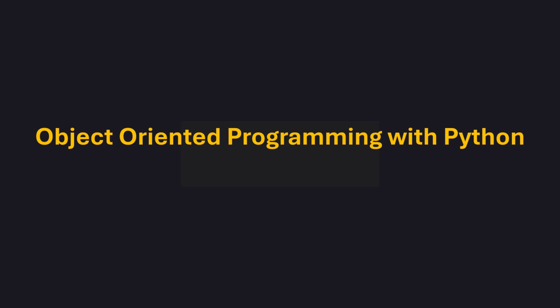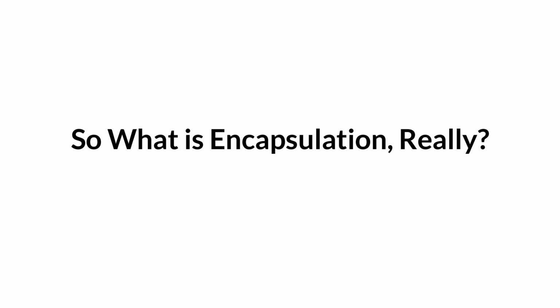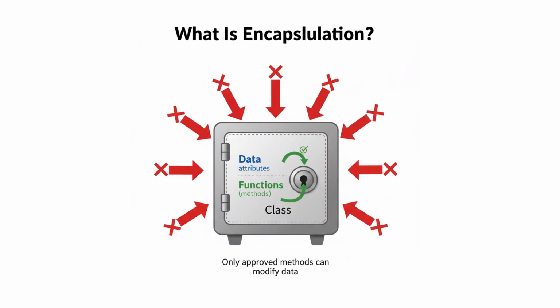So this is day 3 of our object-oriented programming in Python series, and today we are diving into one of the most important ideas of object-oriented programming, which is encapsulation and the property decorator. Alright, let's make encapsulation simple. Think of a class like a safe box. Inside this box, you have your data. We call these attributes, and the functions that can work with that data, we call these methods. Encapsulation is the idea of bundling your data and the functions that use it together and protecting that data from being changed by accident.